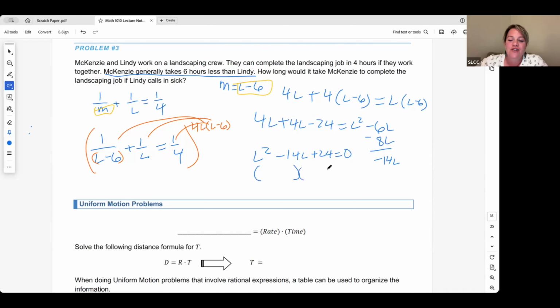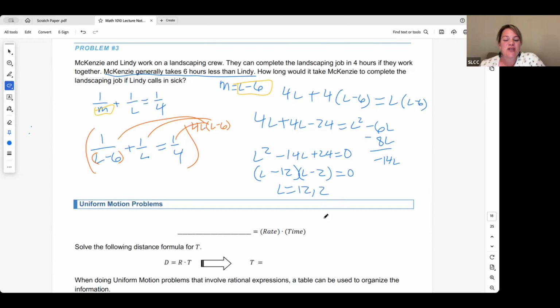Then I can factor. What two pieces multiply to give you 24 and add to give you negative 14? Negative 12 and negative 2. Multiply to give you a positive 24 and add to give you negative 14. All right, so L could equal 12 or 2.